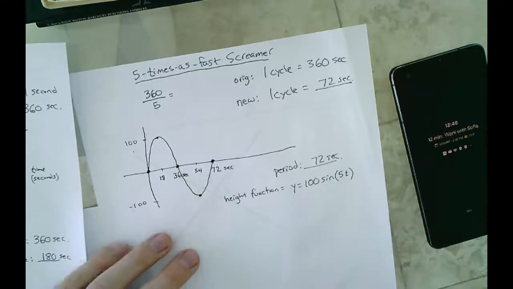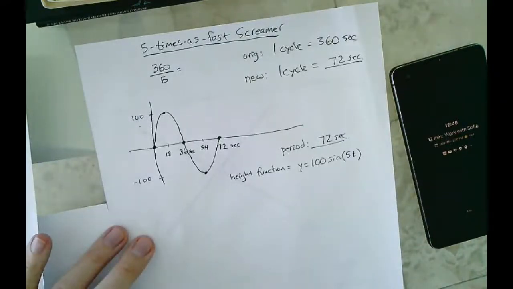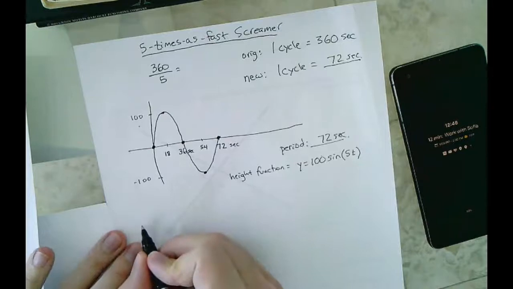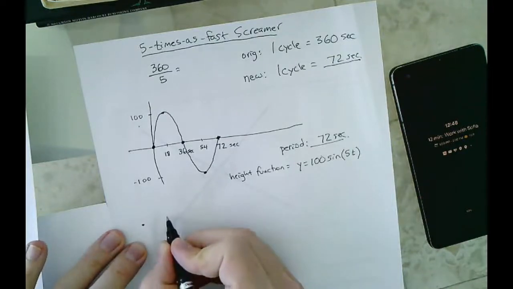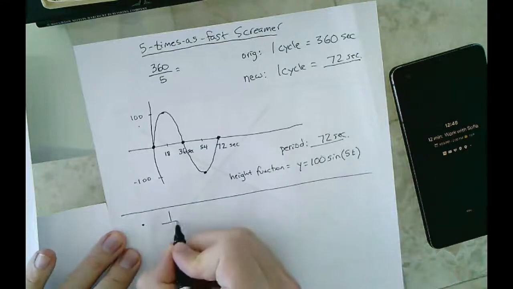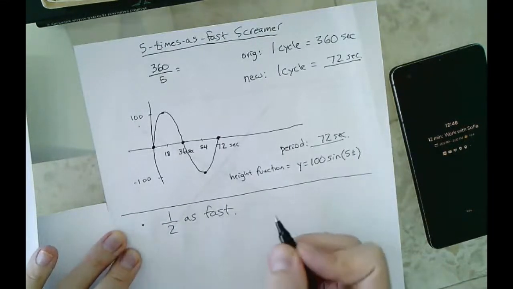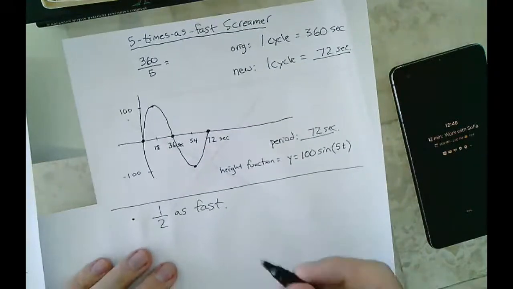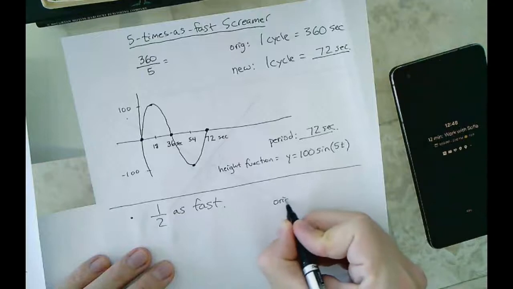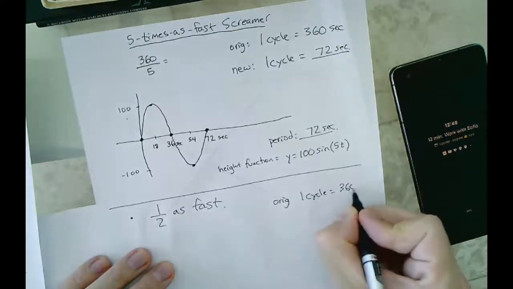Okay. The last thing I want to do before we leave here, as this video is getting mighty long, is I want you to think about this. Some engineers were like, why are we going so fast? We're going to go, for our new screamer, put a little line right here, we're going to go half as fast. They're like, let's make it slower. Interesting idea. So we have a half as fast screamer. We know that our original screamer, one cycle, was 360 seconds.